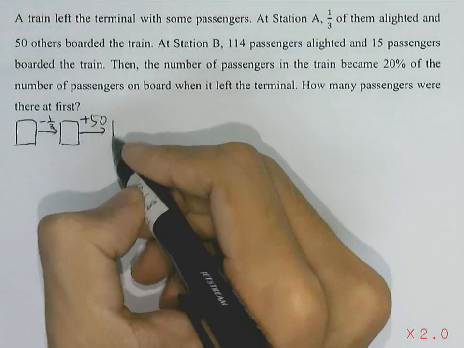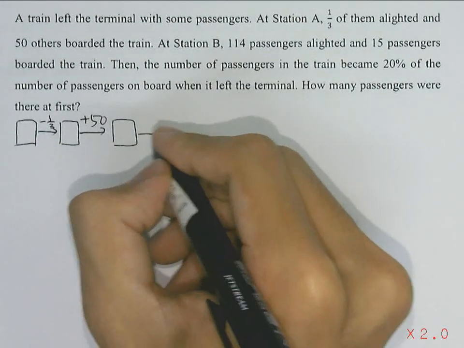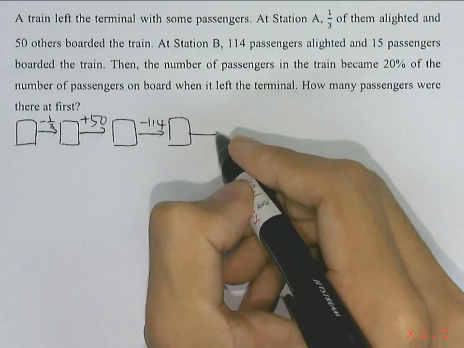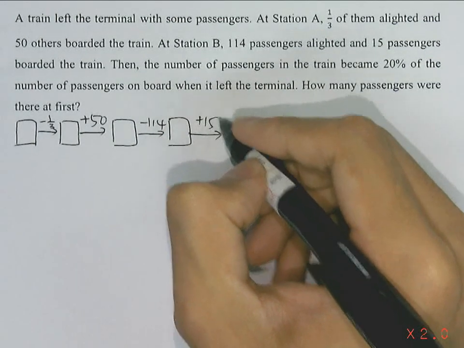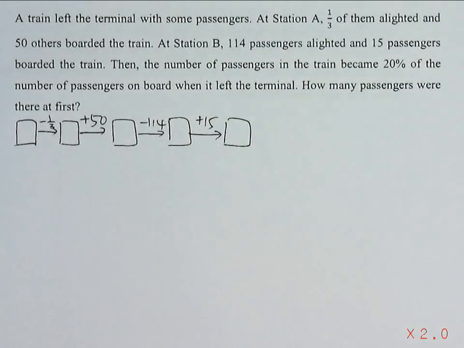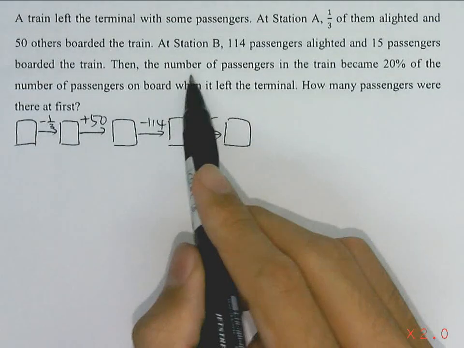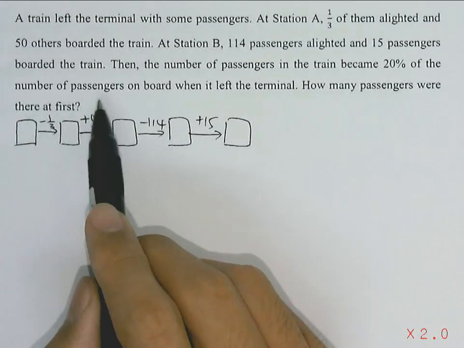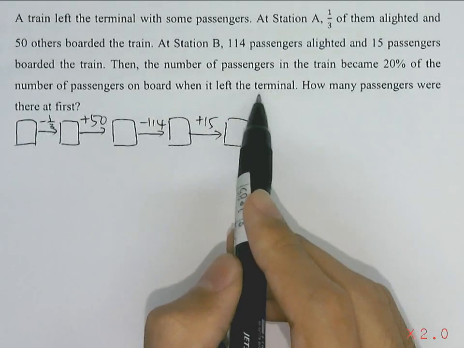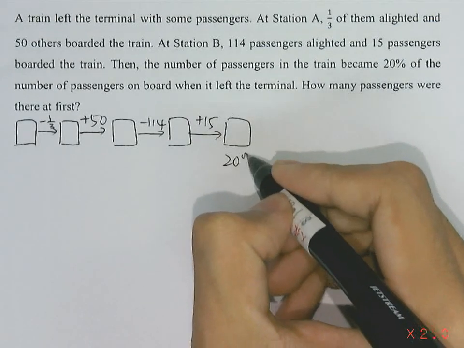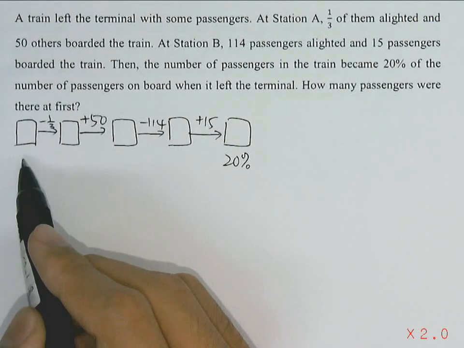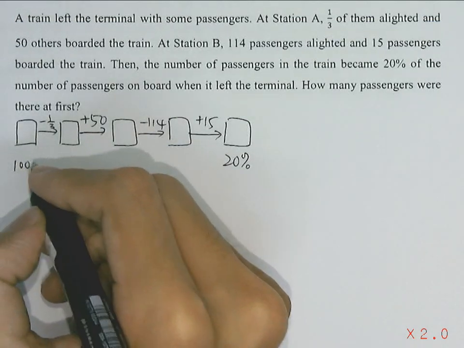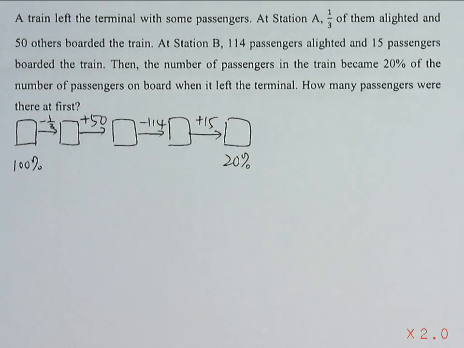Alright. Then at station B, 114 alighted. And another 15 passengers boarded. Then the number of passengers in the train became 20% of the number of passengers on board when it left the terminal. So at the end, it was 20% of the number of passengers the train had when it left the terminal, which is at the start. So at the start, the number of passengers would then be 100%.